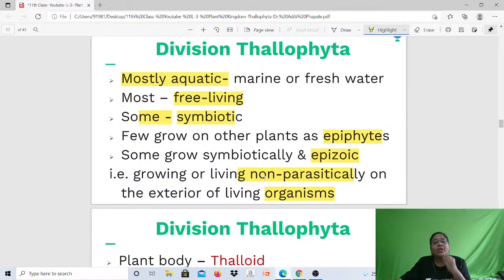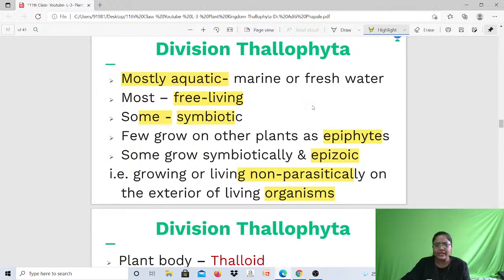इसीलिए कहा गया है non-parasitically. ठीक है? उसको epizoic कहते हैं. They grow symbiotically. दूसरे organism के साथ में तो है. But किस चीज के लिए? उनको जगह चाहिए. That's why. Okay, they just need a space where they can live. That's it. Just for that sake, they are present on the exterior of other living organisms. Okay? But they grow there or live there non-parasitically.